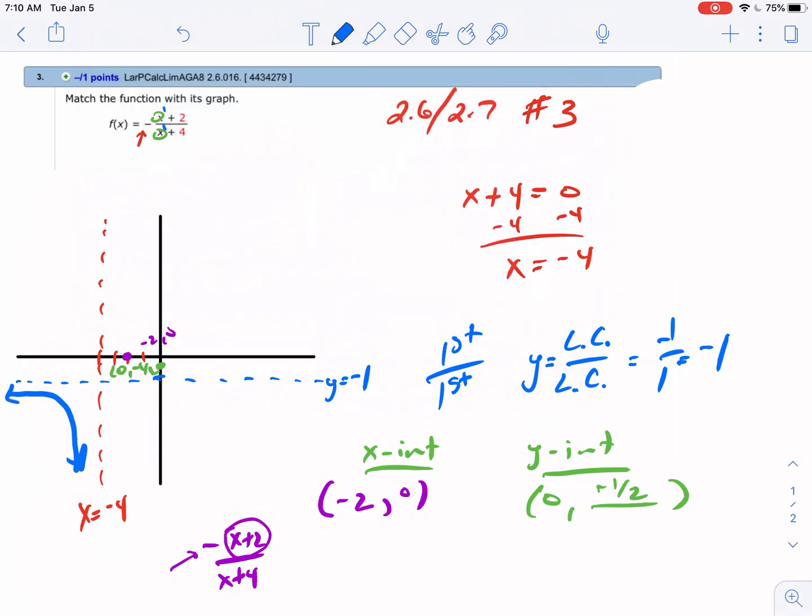And so if I was going to graph this, I would have one down here, we said in the bottom, what I call the bottom left, and then this one would come down, hit those two intercepts. So now go and choose the correct graph.